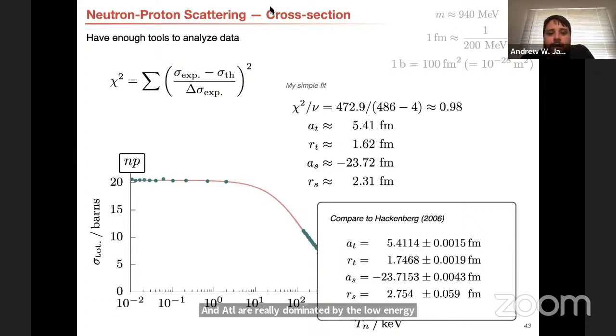I see there's a question here. What does a negative scattering length correspond to? I'll get to that in a moment.